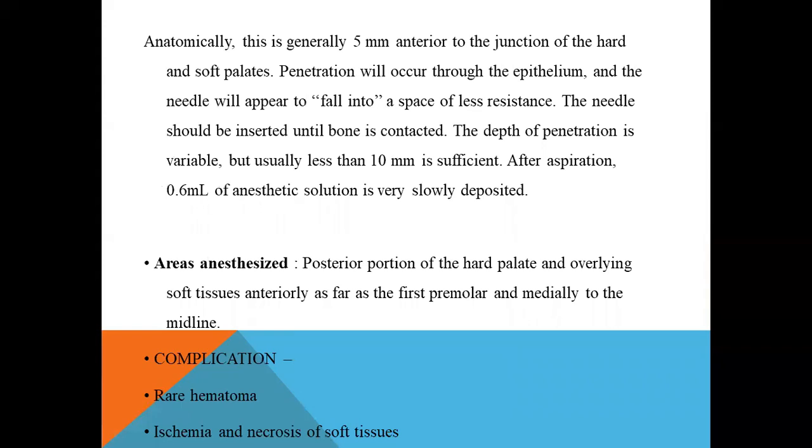Anatomically, this is generally 5 mm anterior to the junction of the hard and soft palate. Penetration will occur through the epithelium and the needle will appear to fall into a space of less resistance. The needle should be inserted until bone is contacted. The depth of penetration is variable, but usually less than 10 mm is sufficient. After you aspirate, if you have a negative aspiration, just administer the anesthetic solution slowly in that region.